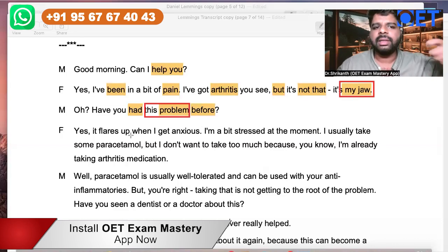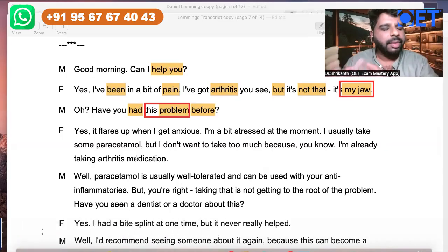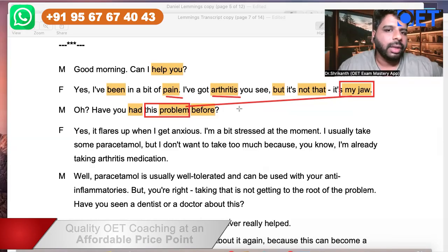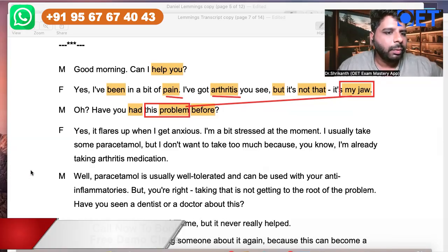Okay, so the pharmacist is asking, have you experienced this problem before? So he is actually asking, when the person is saying, I'm here because I have jaw pain, and when he is asking, this problem has happened before? She is referring to the jaw pain over here. Okay, it is not related to the arthritis or the painful arthritis. Okay, so now let's see what the person is saying.